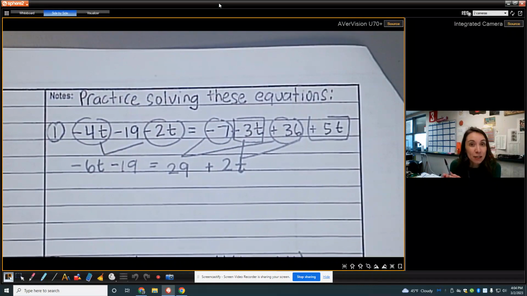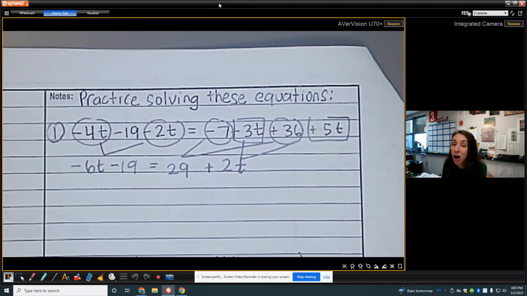Now our next step is to move the variables to the same side of the equal sign. You can move them to the left or to the right, but make sure you're using inverse operations when you do so. You'll come up with the same exact answer whether you moved them to the left or to the right, as long as you did everything accurately. I'm going to go ahead and move all the variables to the right side of the equal sign.